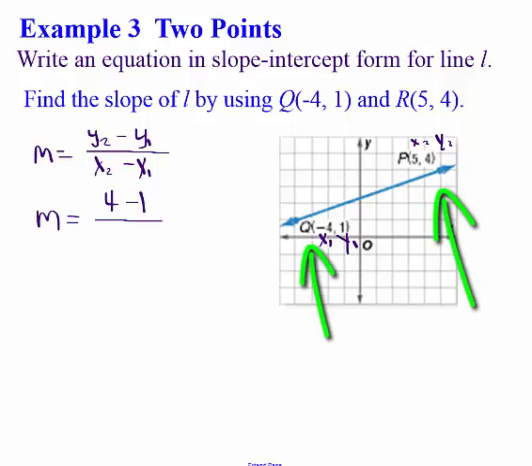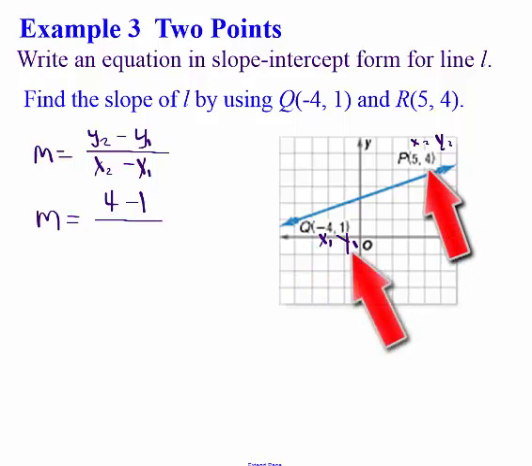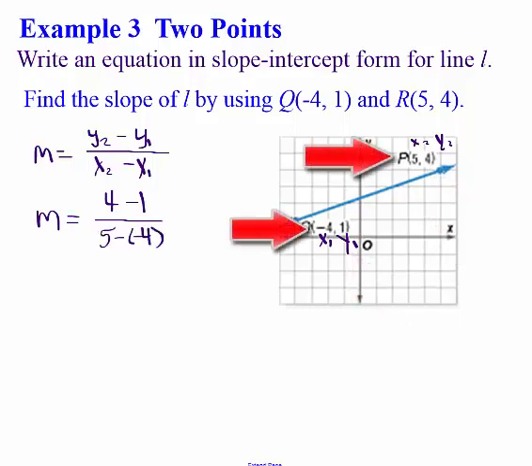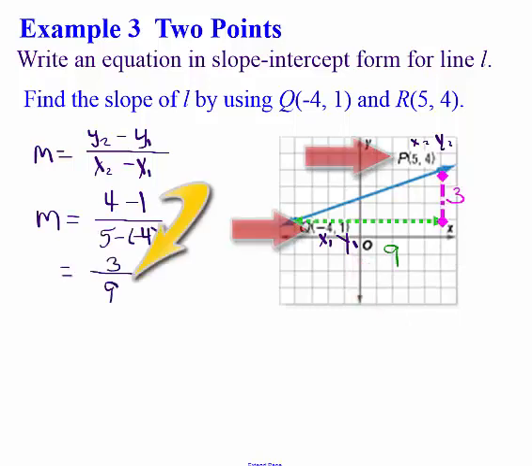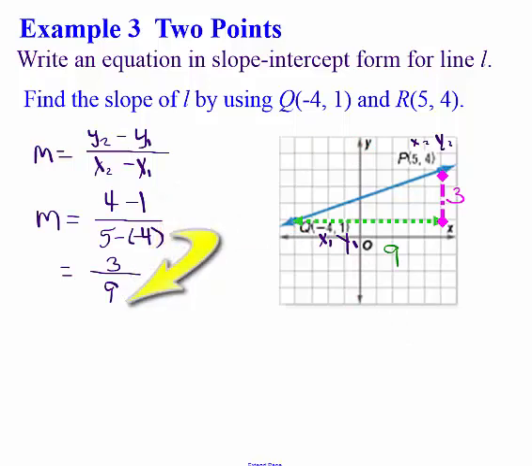So I could fill in, for my y, I would have 4 minus 1 for my y2 minus y1. And then I would have 5 minus a -4. So 4 minus 1 is 3. And 5 minus a -4 is really 5 plus 4, which is 9, which would reduce to 1/3. So my slope of this line is going to be 1/3.